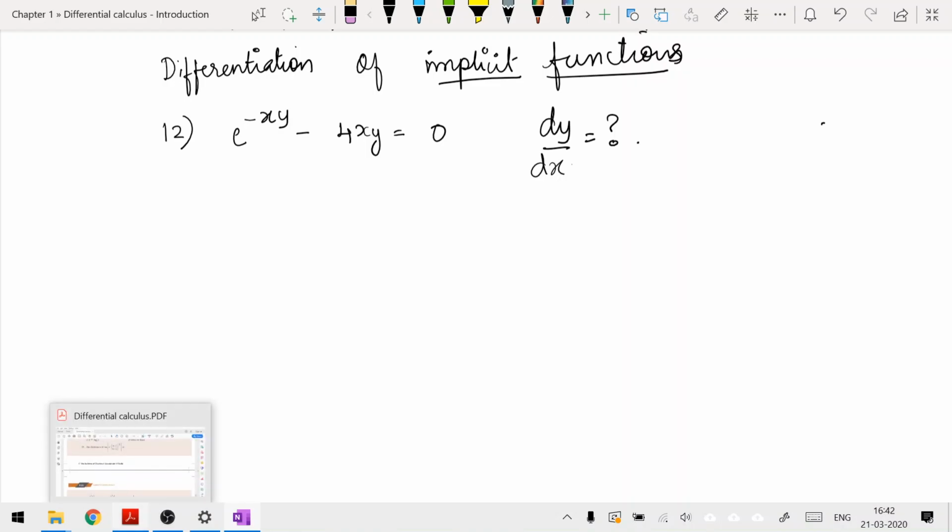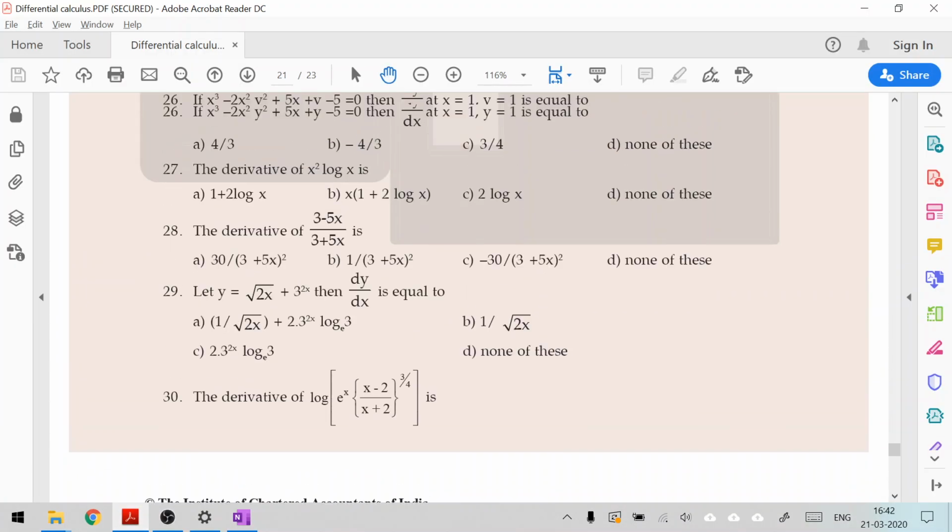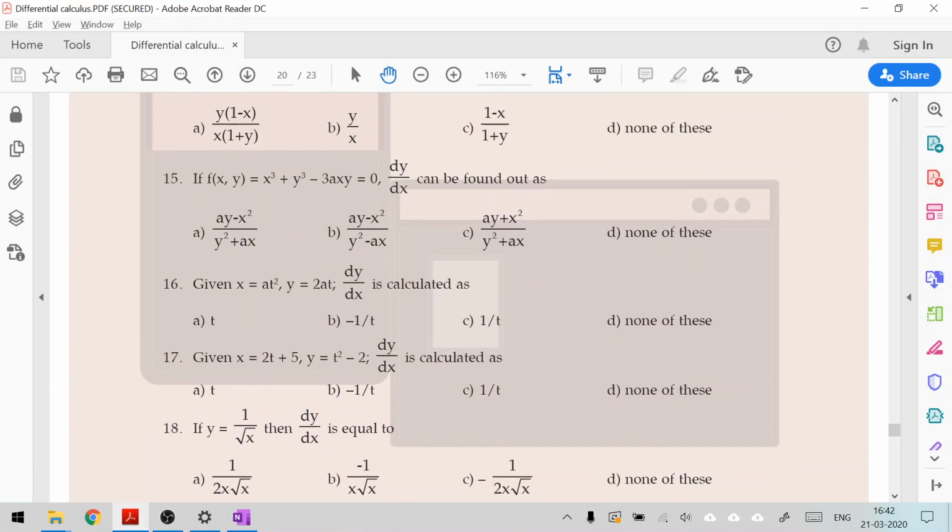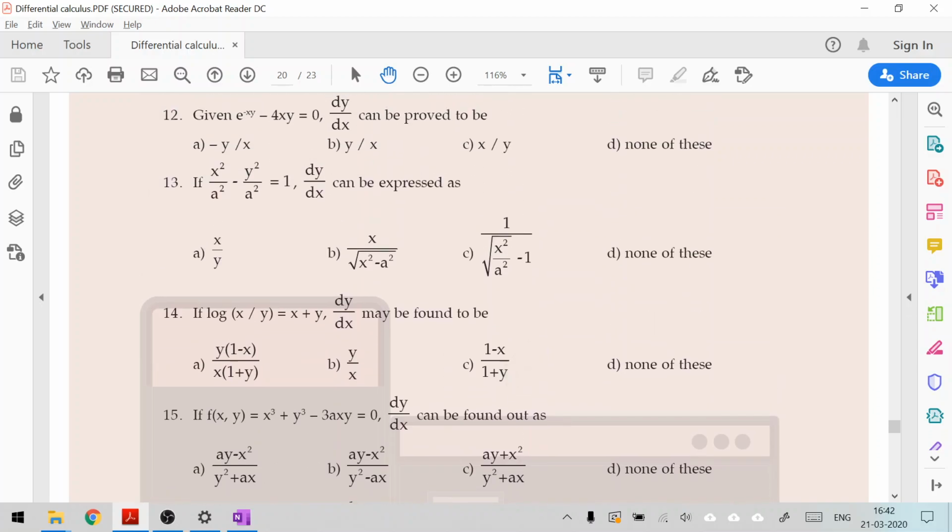So just open your textbook exercise 8a and come to question number 12. So in this implicit function series, we are going to do question number 12, 13, 14 and 15. These are the 4 questions we are going to do. Now look at all the 4 questions. So far, whatever questions you did, you always had the question as y is equal to a function of x. You had f of x is equal to a function of x.